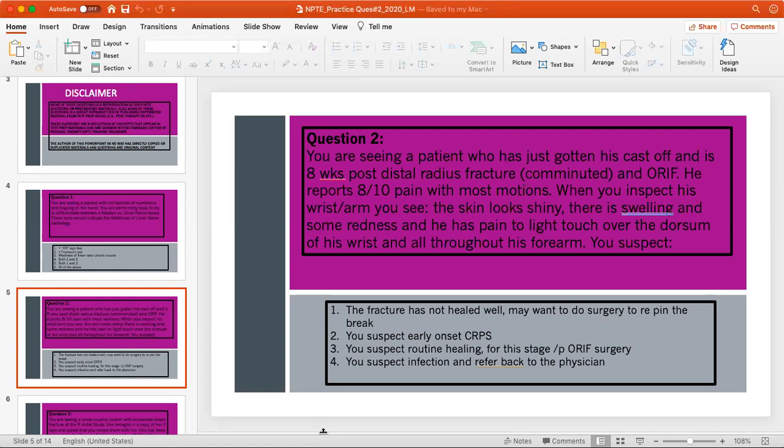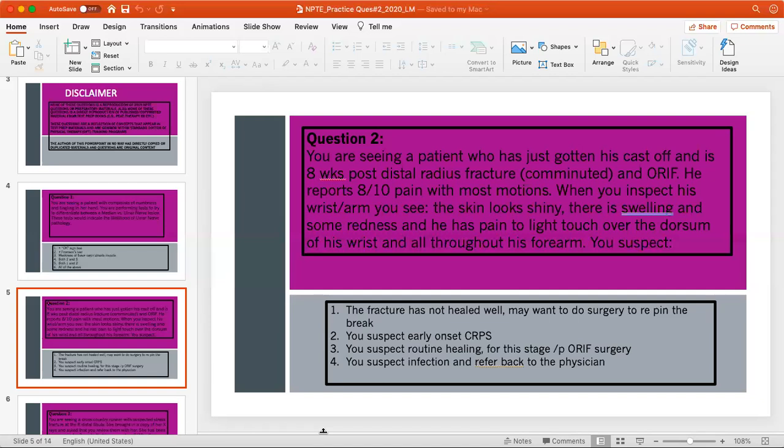Okay, so the fracture's not healed well. So he was in a cast. 1 or 2. He just got his cast off. He's been in a cast for 2 months. So think about that. So you're between 1 and 2. What's your evidence for 1? What's your evidence for 2?